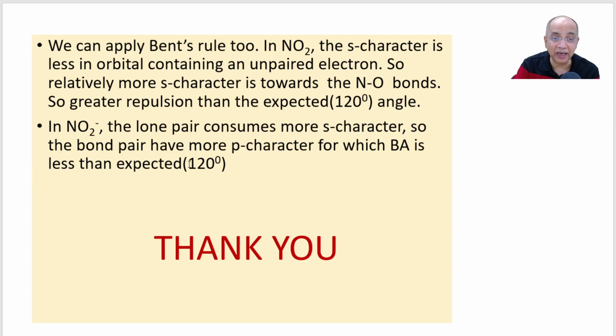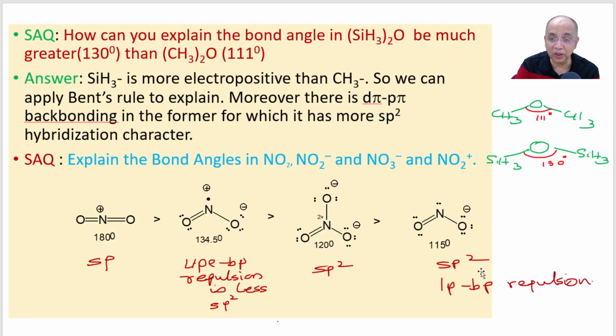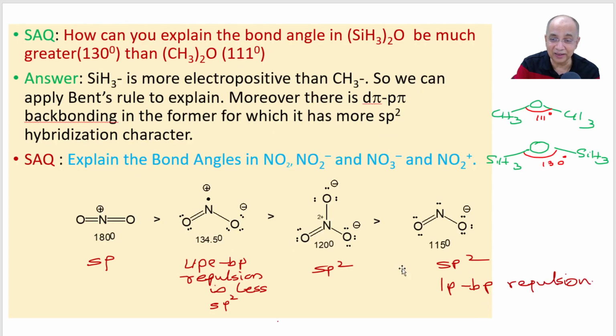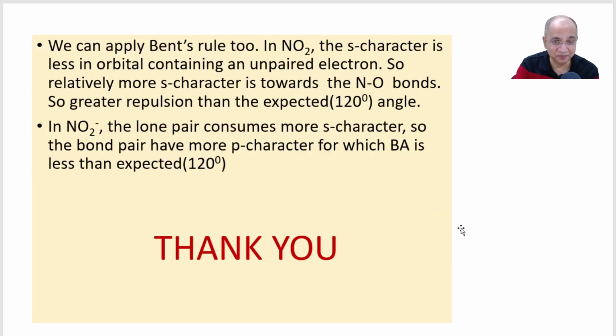In nitrite ion, the lone pair, this one particularly, consumes more S character, so we can apply Bent's rule. The S character is less here, P character is more, so the bond angle is less. So we can apply Bent's rule. We can also apply VSEPR theory to say, the bond angle is less than 120.